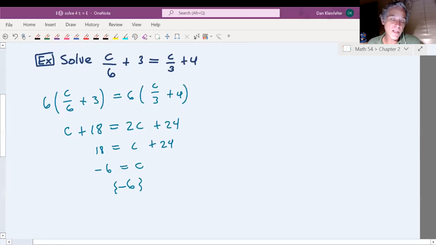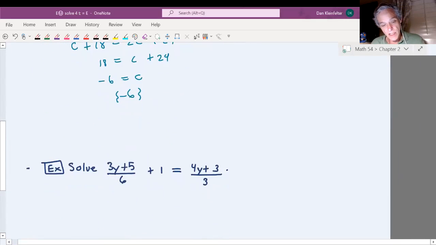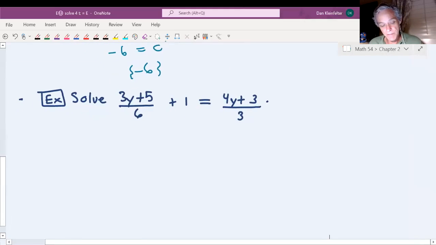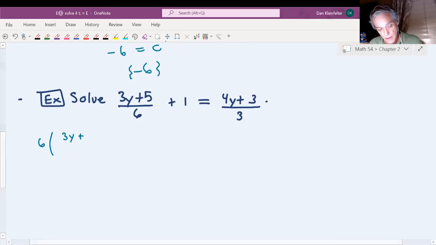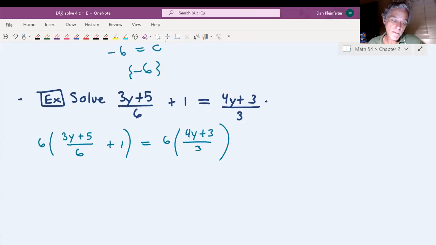The point of that example, make sure we're multiplying all of both sides by whatever number we're multiplying by. Here's another example where we have to do the same thing. Here our LCM is going to be 6 again, so we're going to need to multiply both sides by 6. Okay, so now 6 times 3y plus 5 over 6 will give us 3y plus 5, and 6 times 1 is 6.